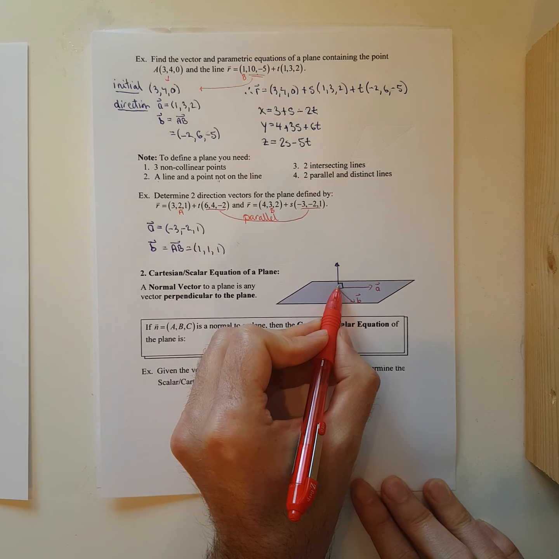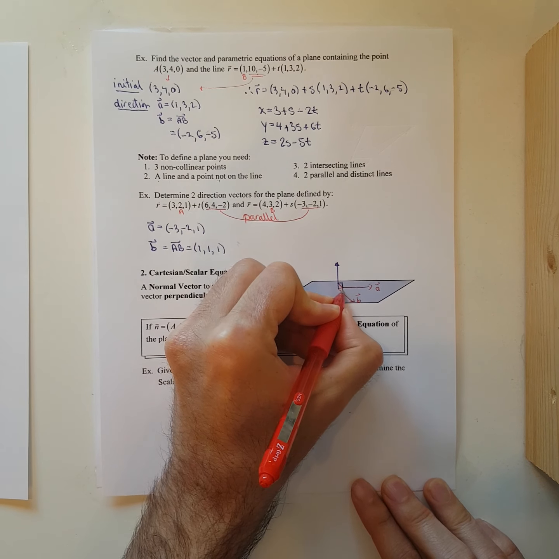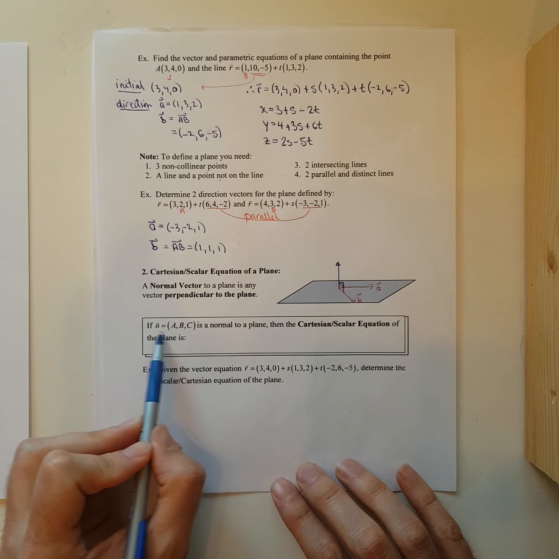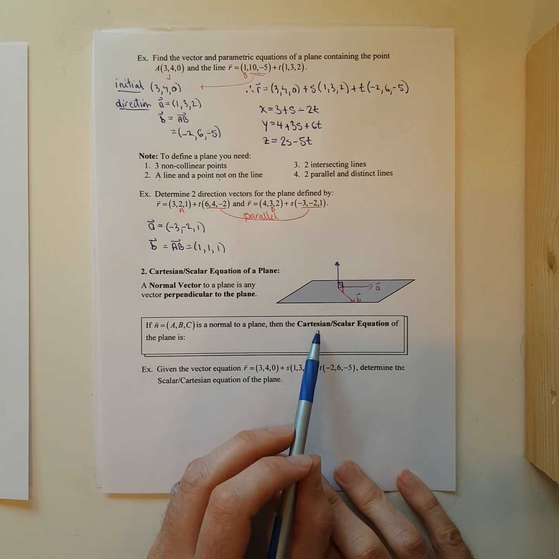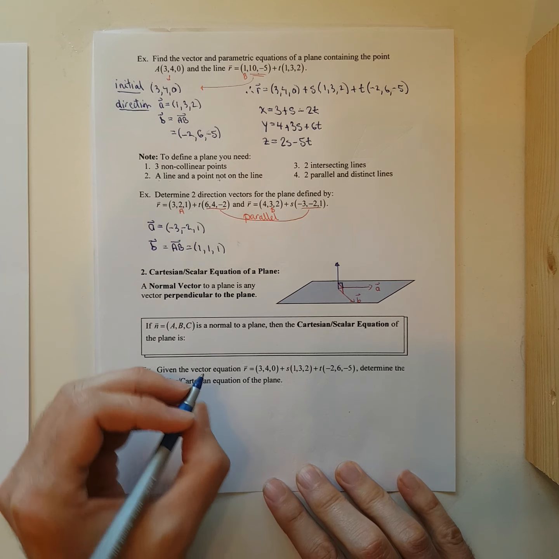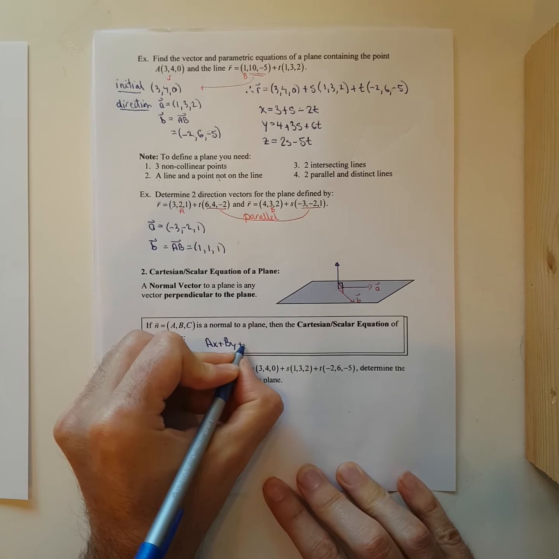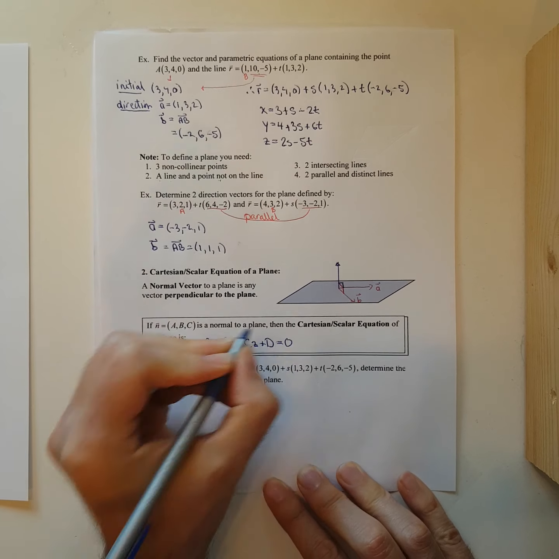You can see that I've drawn my symbol here, we're perpendicular to this, but we could also do this here. If we are perpendicular to the plane, it must be perpendicular to both of those direction vectors. And if that is the case, then if we have this normal ABC, which is perpendicular to this plane, then our Cartesian equation would be Ax plus By plus Cz plus D equals 0.